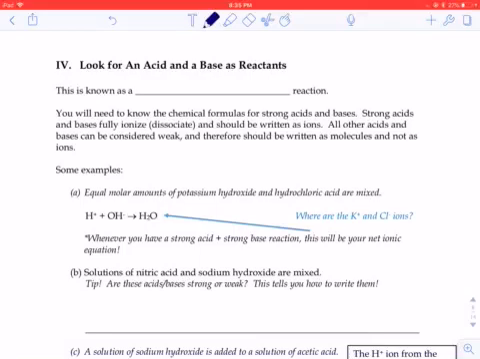This next type of reaction that we're going to look at is when you add an acid to a base. These are called neutralization reactions because the H plus from the acid usually comes together with the OH minus from your base to form water. So, just some examples here.